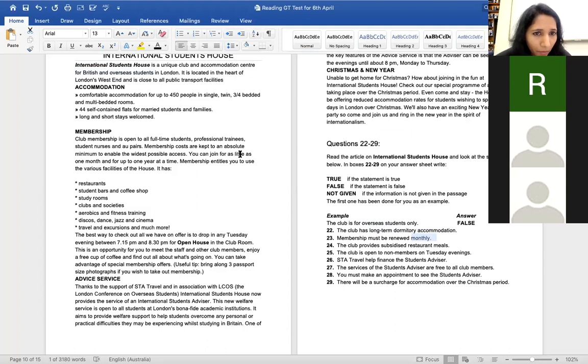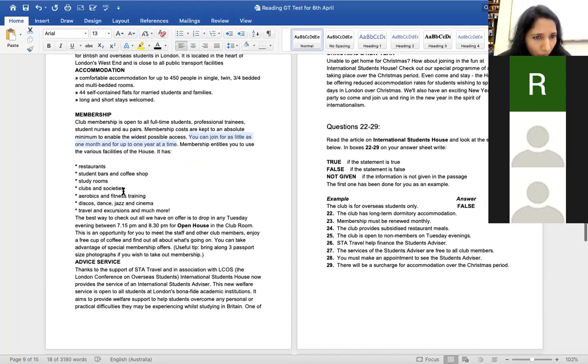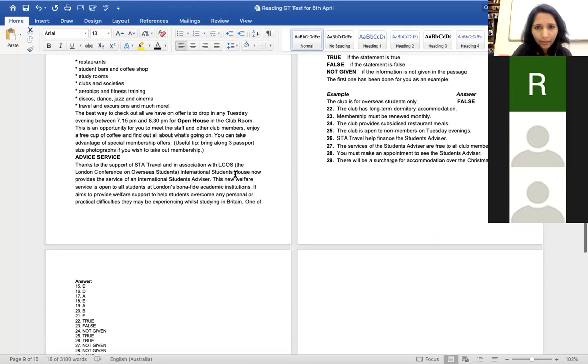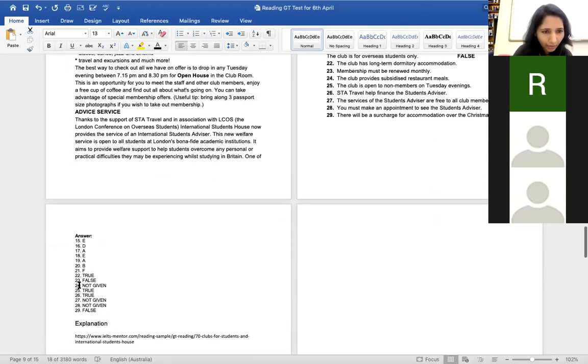Okay, it is here. Membership costs. Join entitles you. Okay, where is renewing? You can join for as little as 1 month to up to 1 year. Entitles you to use all this. Advantage of special membership offers. So what do you think this one is? Membership must be renewed monthly? False. It can be done yearly or monthly. So that was 23, right? 23, the answer is false.